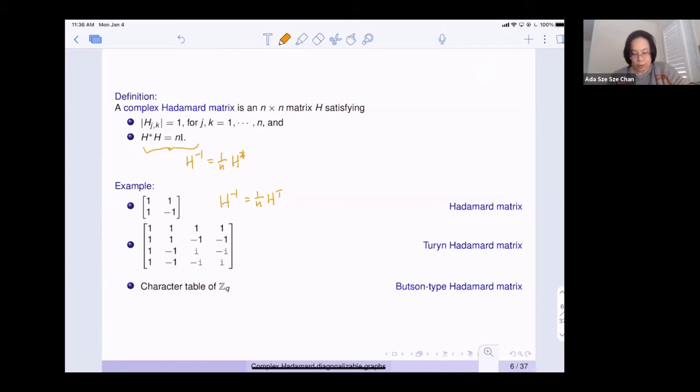If you look at the literature, at the beginning when people started talking about complex Hadamard matrices, sometimes when they say papers on complex Hadamard matrices, they're really talking about Turin Hadamard matrices. Another class of examples is what we call Butson type Hadamard matrix. These are complex Hadamard matrices where the entries are some qth root of unity. Q doesn't have to be a prime. For example, if you look at the character table of the cyclic group of order Q, then we would have a Q Butson type Hadamard matrix. Okay, so these are some examples.